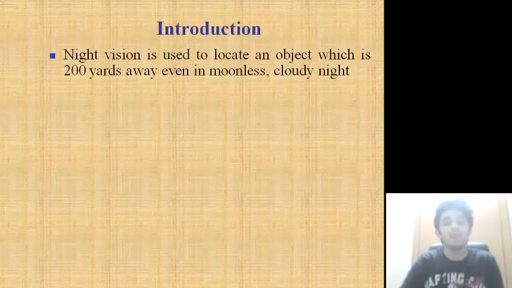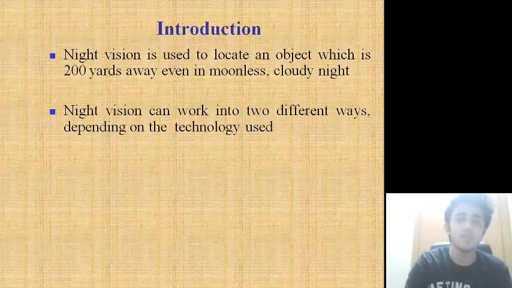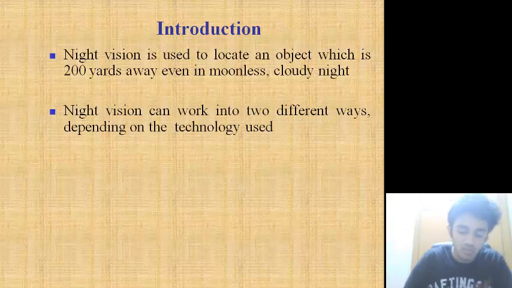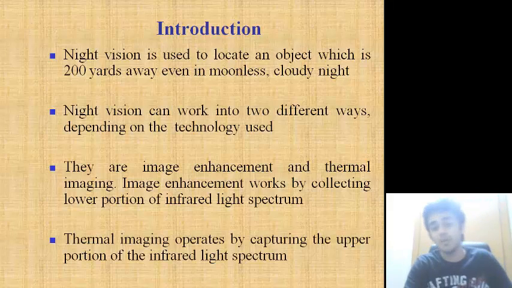So, night vision is used to locate an object which is 200 yards away even in a moonless and cloudy night. So the 200 yards is the maximum distance and maybe well within that range. So the night vision technology can be used in two different ways depending on the technology used. So there are two ways. One is image enhancement and the other is thermal imaging. The image enhancement works by collecting the lower portion of the infrared light spectrum, while the thermal imaging operates by capturing the upper portion of the infrared light spectrum.